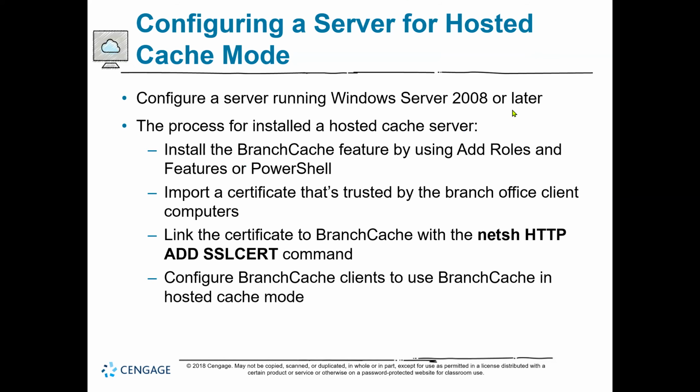Configuring the server for hosted cache mode. Configuring the server running Windows Server 2008 or later. The process for installing a hosted cache server: install the BranchCache feature by using Add Roles and Features or PowerShell. Import a cert that's trusted by the branch office client computers. Link the cert to BranchCache with the netsh http add sslcert command. Configure BranchCache clients to use BranchCache in hosted cache mode.